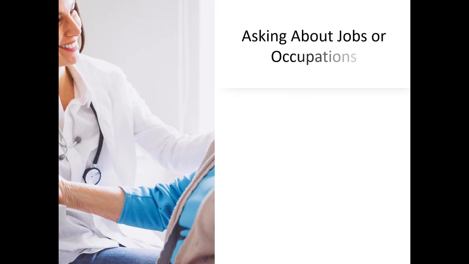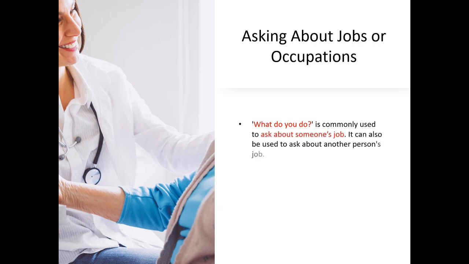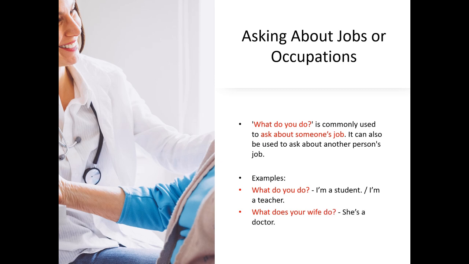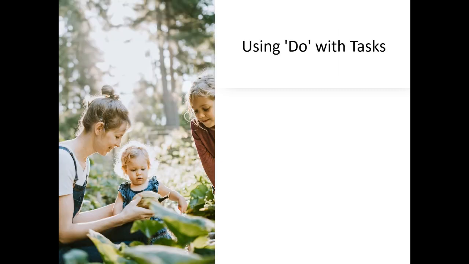Asking about jobs or occupations. "What do you do?" is commonly used to ask about someone's job. It can also be used to ask about another person's job. Examples. What do you do? I'm a student. I'm a teacher. What does your wife do? She's a doctor.